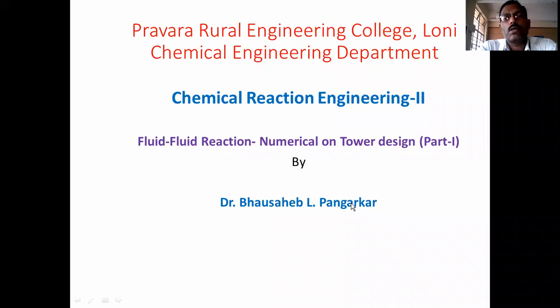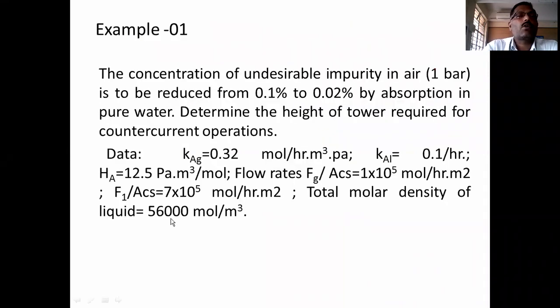Now here we'll see the numericals. First we see the numerical on the absorption tower. The concentration of undesirable impurity in air, at 1 bar, is to be reduced from 0.1% to 0.02% by absorption in pure water. Determine the height of tower required for countercurrent operation.